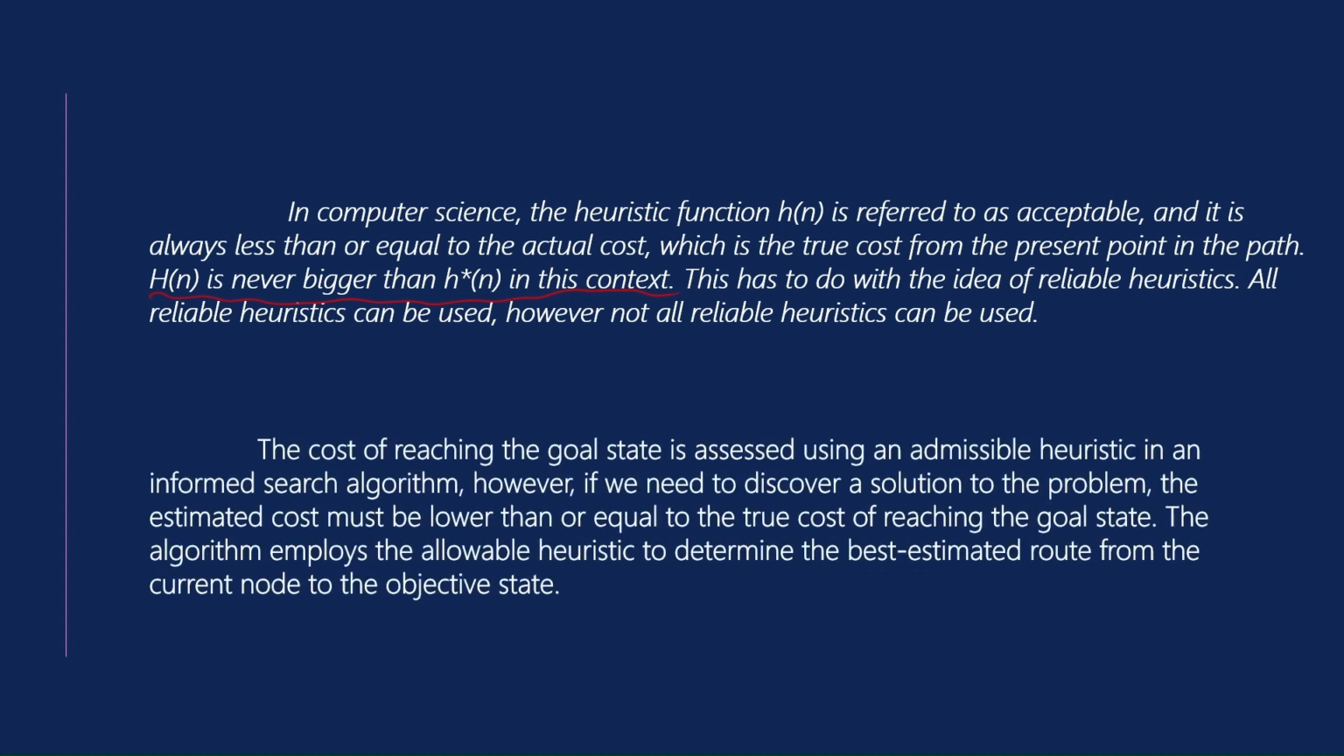The cost of reaching the goal state is assessed using an admissible heuristic in an informed search algorithm. However, if we need to discover a solution to the problem, the estimated cost must be lower than or equal to the true cost of reaching the goal state. The algorithm employs the admissible heuristic to determine the best estimated route from the current node to the goal state.